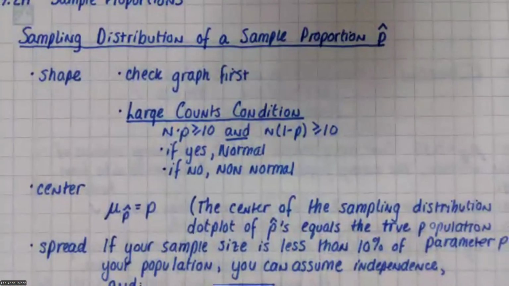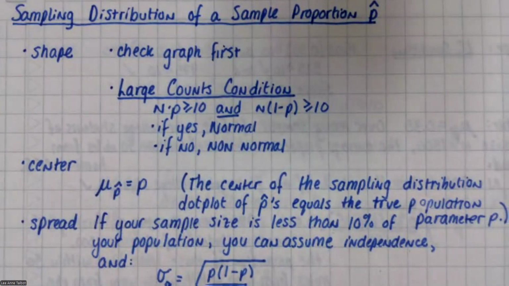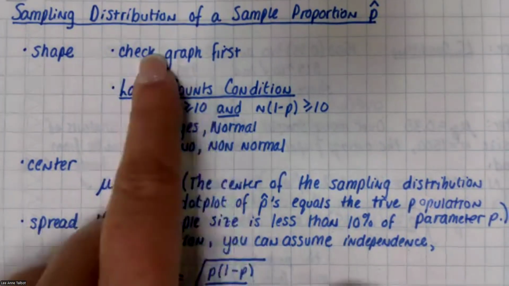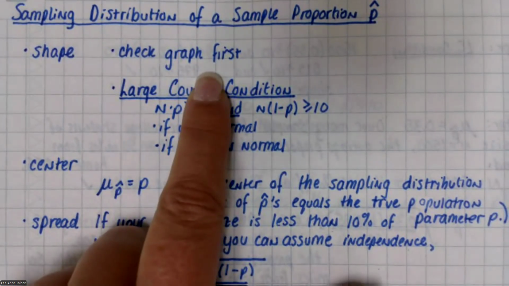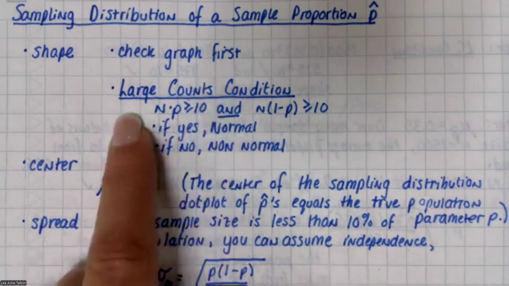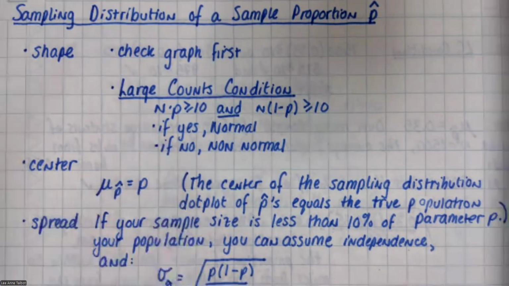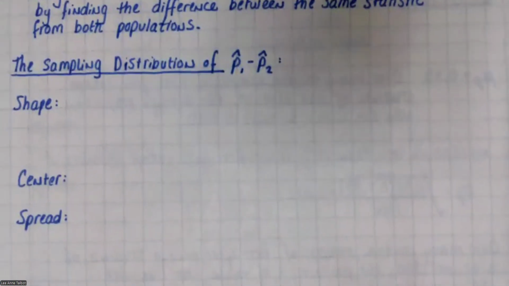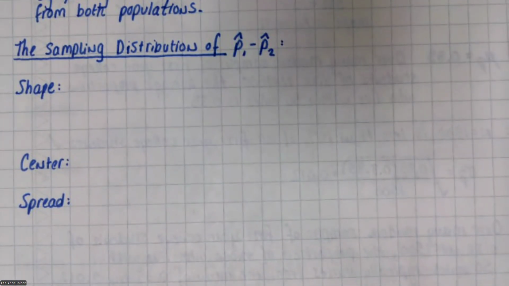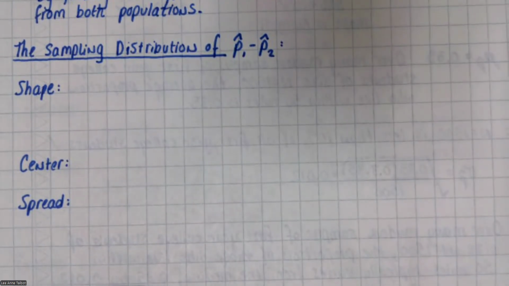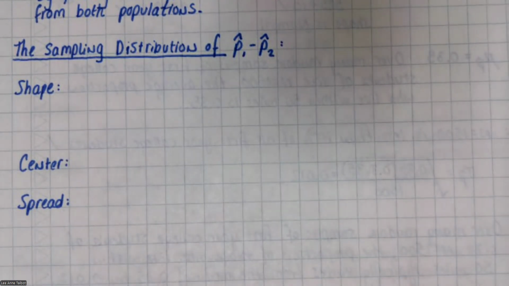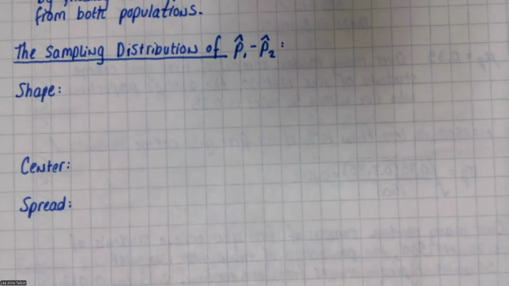What do we do for shape when it's one population? Check the graph first. And then the large counts condition. Okay, here's the bad news. There's two populations. So you have to check the large counts condition twice. Oh no. Okay.